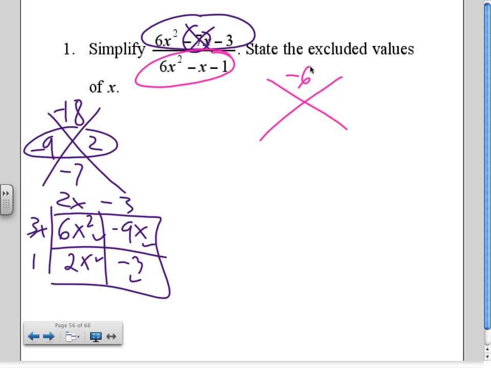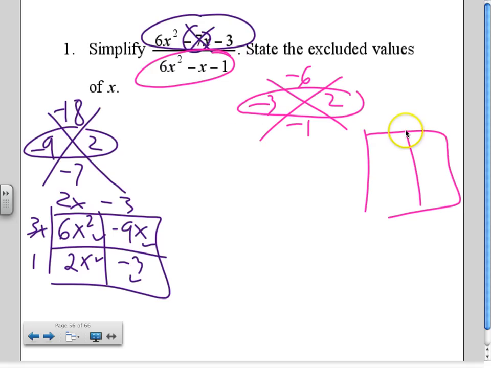Negative 6 on top. I'm going to speed through this because it's exactly the same thing as the other one, right? So I'm just going to go and do it. What times what is negative 6 added to negative 1? 3 and 2, and which one's the negative? The 3. Okay, very good. And I do the box on this, and I fill in 6x squared, minus 3x, 2x, and negative 1.